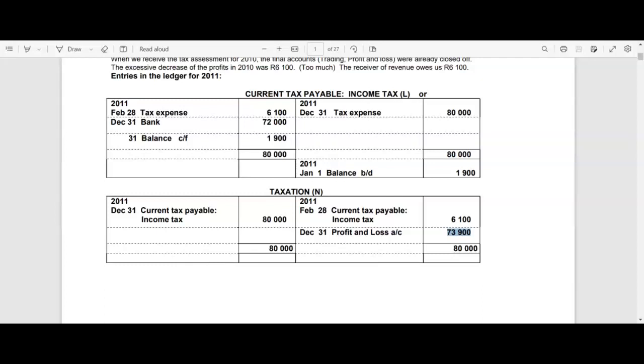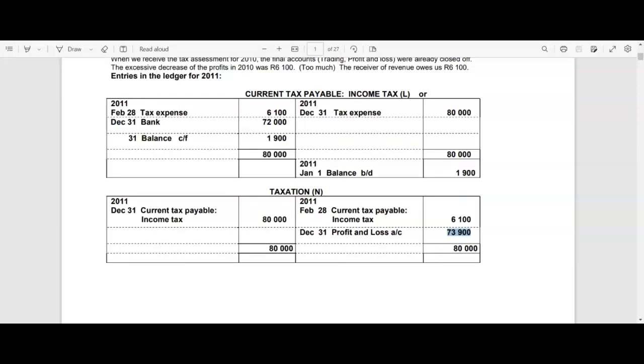Because it's the 73,900 that is closed off to profit or loss, exactly. You are correct, Fini and Asive and Mabasa. Thank you. That is the amount that is going to appear on the face of your statement of comprehensive income. But now the user of the financial statements might be slightly confused. Why are you showing an income tax expense of 73,900, but your tax expense for this year was actually 80,000 rands? That's where the note comes in.